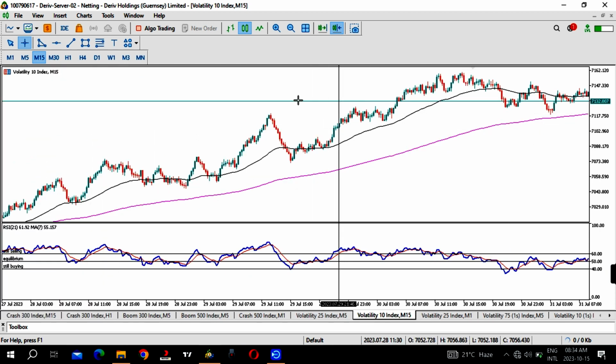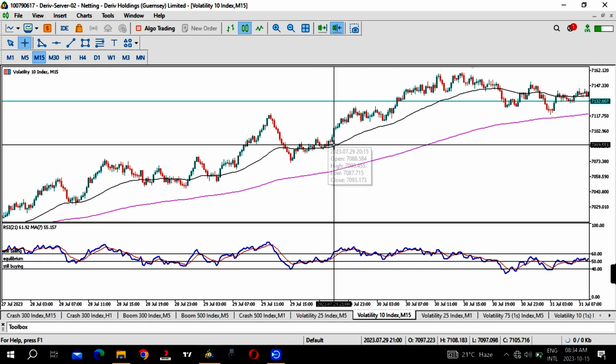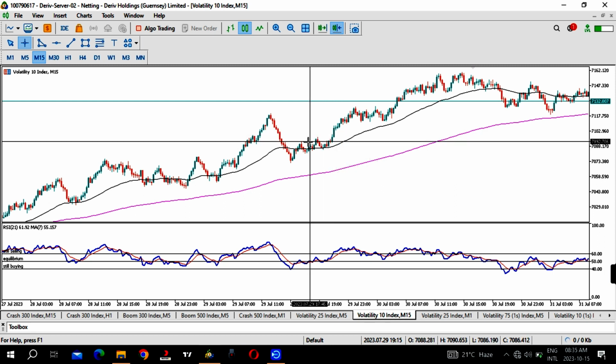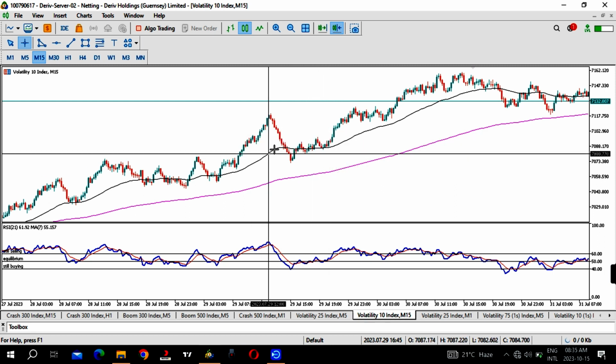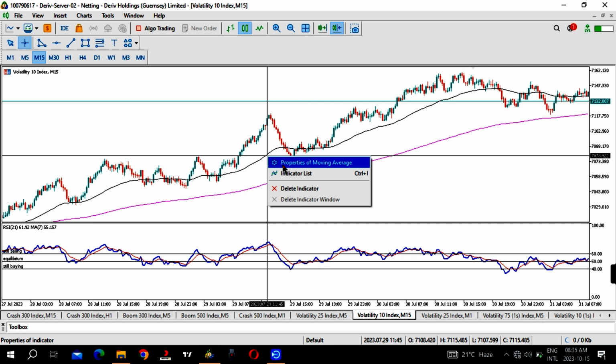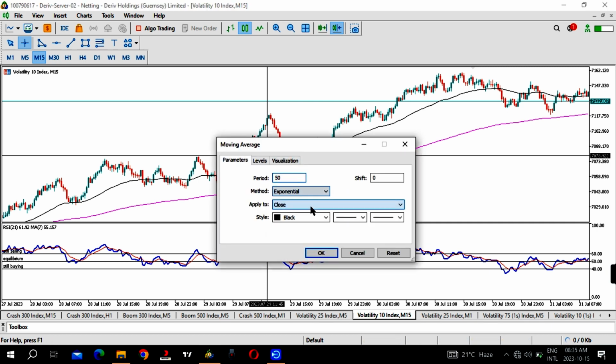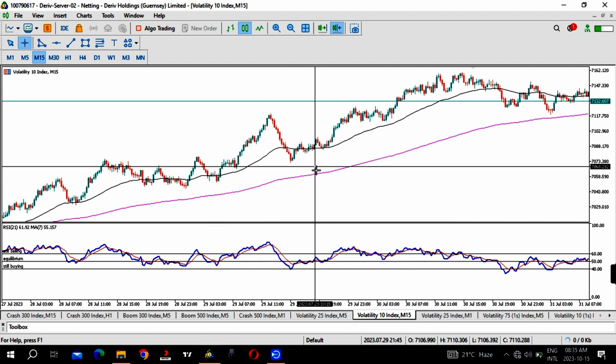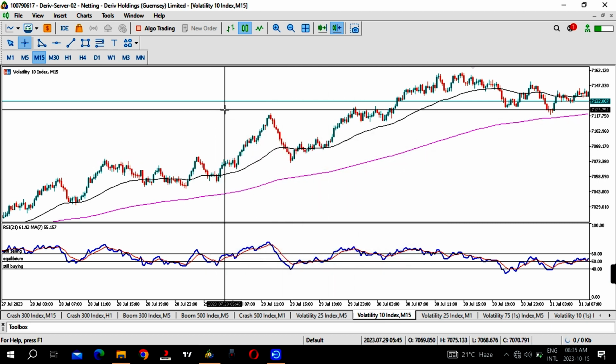Right, so the moving averages, I've got 2 moving averages on my chart, so this is what we're going to be using to cue the market, by the way. I've got the moving average of period 50, method exponential applied to close, which is the black one on my chart. Then the purple one is the 200 moving average, exponential applied to close again.